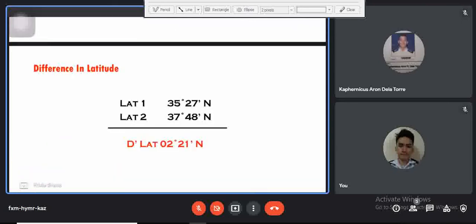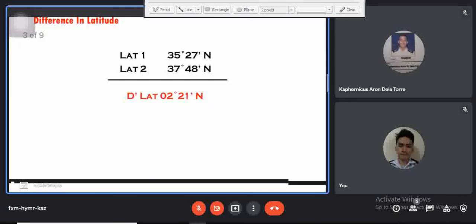Latitude 1 is 35 degrees 27 minutes north, and latitude 2 is 37 degrees 48 minutes north. As you can see, they have the same name, meaning we will subtract them, as per the rule for latitude. The answer for d lat is 02 degrees 21 minutes north.